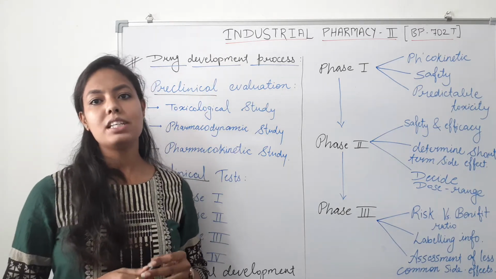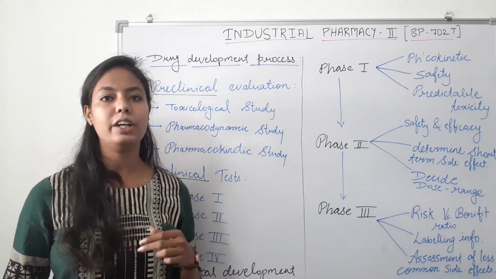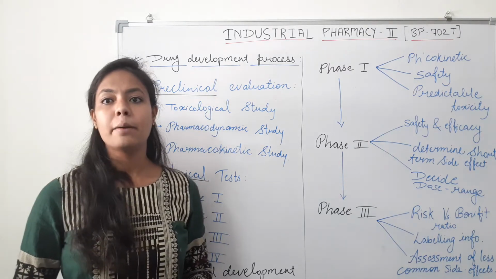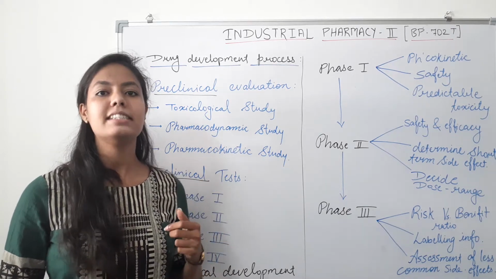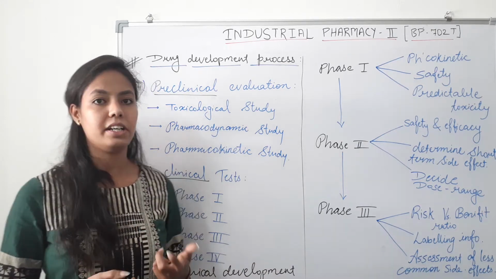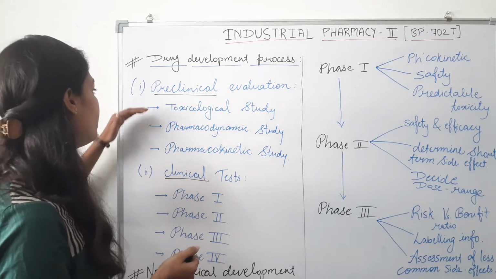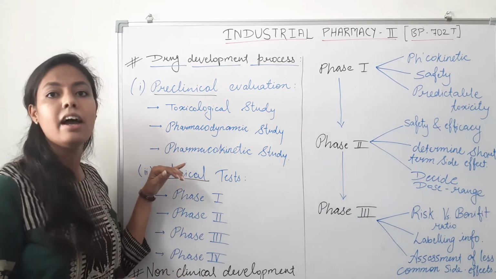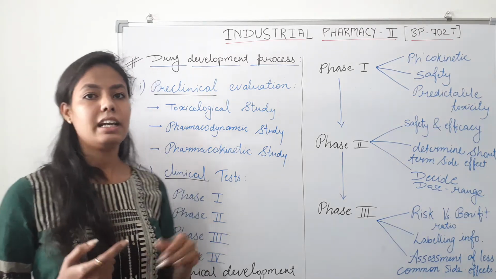Once the lead optimization is completed, the drug development process starts, which is further divided into two types, that is preclinical and clinical studies. The former is assessment of safety and efficacy in animals, while the latter is conducted in human volunteers and patients. So, let me talk about preclinical evaluation, in which we will discuss toxicological studies, pharmacodynamic study and pharmacokinetic study. So, the preclinical evaluation mainly consists of these three.